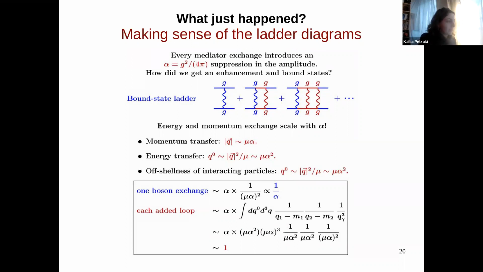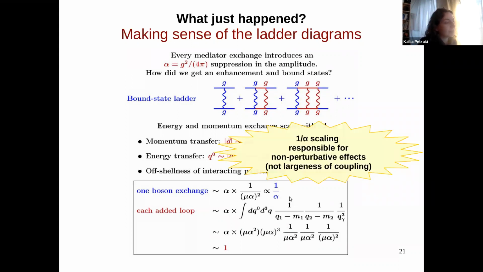So what do we understand from here? Two things. One, that all of these diagrams add up coherently. They are all of the same order. So when I add them up, I get something large. And overall, they scale as 1 over alpha, which is why these non-perturbative effects show up. This is why we call them non-perturbative, not because the coupling is large, but rather because they scale as 1 over a small parameter. So this is the origin of these effects.